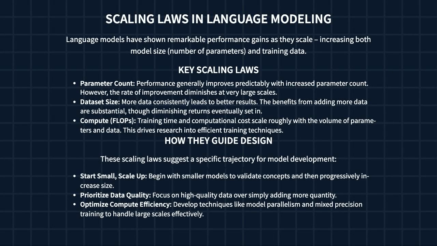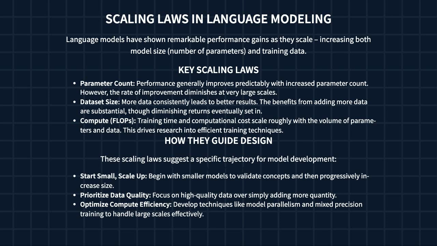Okay, let's talk about how these AI models actually get better. It's not just magic. It turns out there are some really interesting rules, or scaling laws, that explain why larger models with more data perform so much better. Basically, the more parameters you have in a model, think of them as little switches, and the more training data you feed it, the smarter it gets. But this improvement doesn't just happen linearly, it follows predictable patterns.